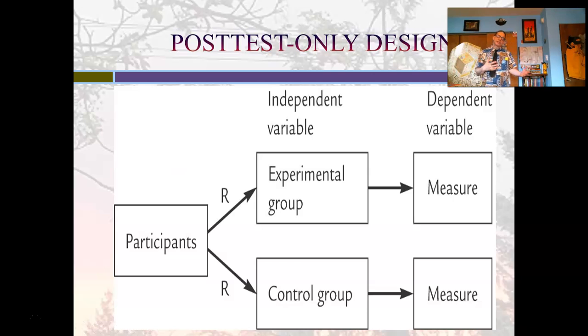So in the book, it's described with this figure. You've got this pool of participants. You randomly assign them either to the experimental group or the control group, and then you measure the dV.